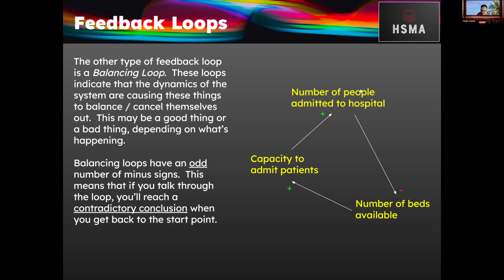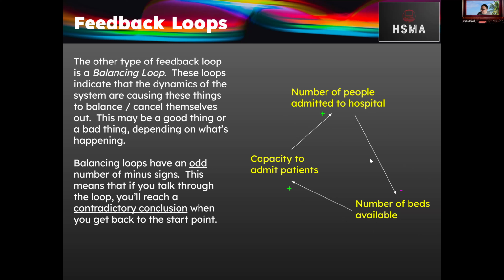So here we've got an example: the number of people admitted to hospital. As that increases, the number of beds available decreases. And as that decreases, remember the plus sign here means same direction, so as that decreases, the capacity to admit patients also decreases. And as the capacity to admit patients decreases, so does the number of people admitted to hospital. If we think about that for a moment, of course that makes sense. It has to be a balancing loop, because otherwise you would just have a hospital with an infinite number of people in it, which obviously can't happen. So hospitals get full, and that's because of this balancing loop.